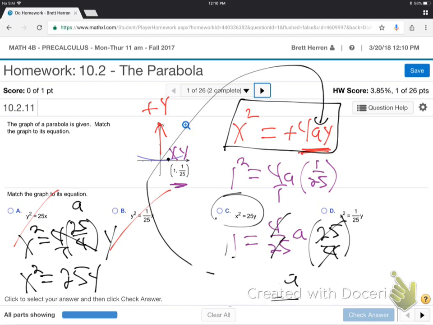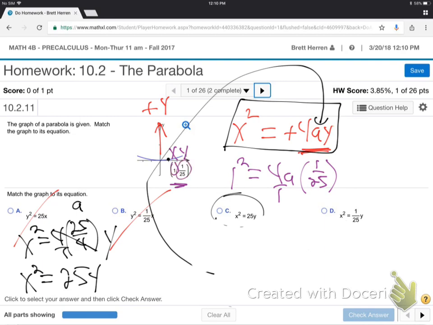Let me go back and do the instant replay there. Does everybody see what I did there? I plugged in x is 1, y is 1/25th. That gave me 1 squared is 1, equals 4 times 1 times 1/25, which is 4/25ths A. Like that. And then I wanted to get A alone.